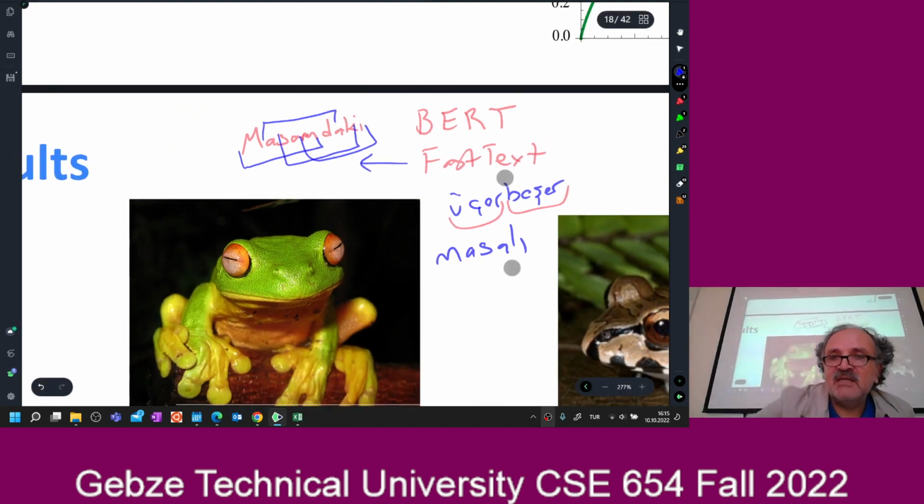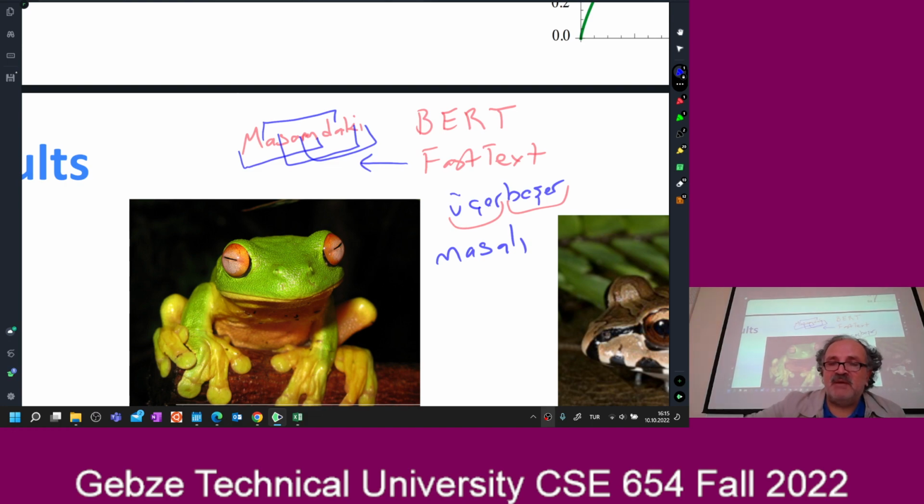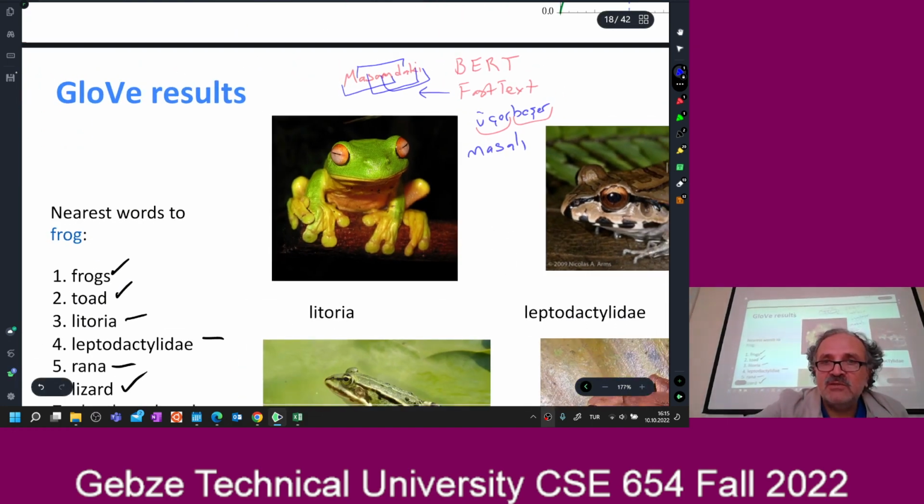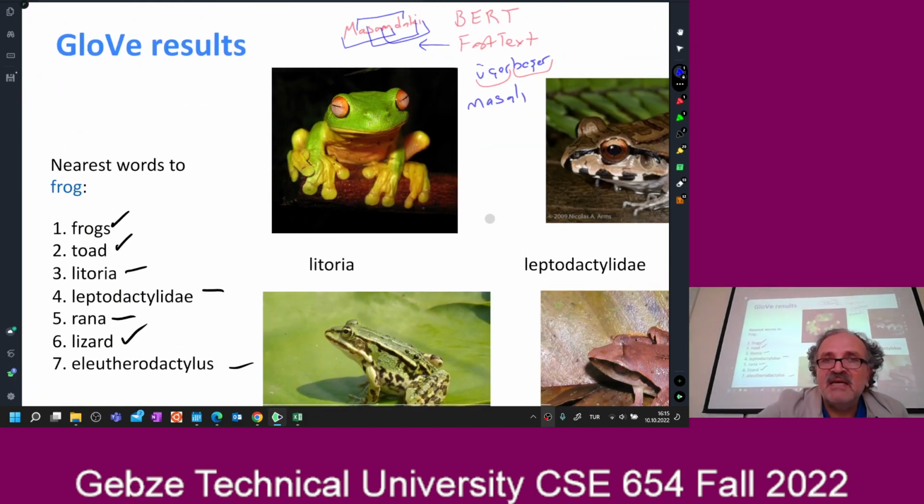But their vectors should be more similar than story-based masal. Okay, so don't forget about these. I think I will talk about them later when we dive into the deep learning world.